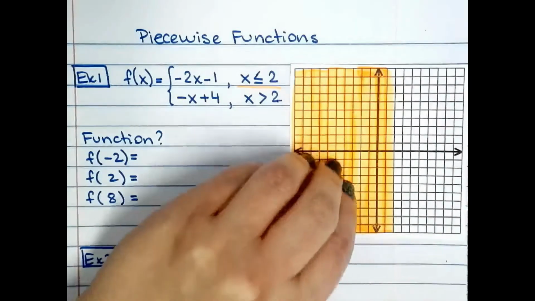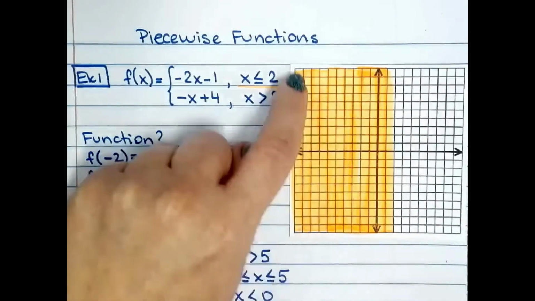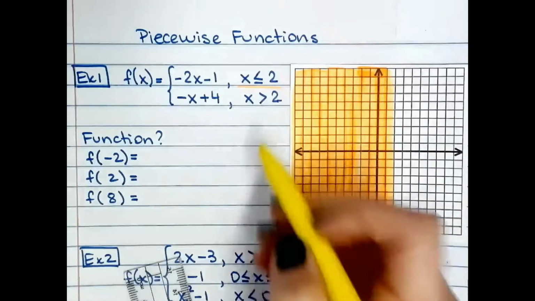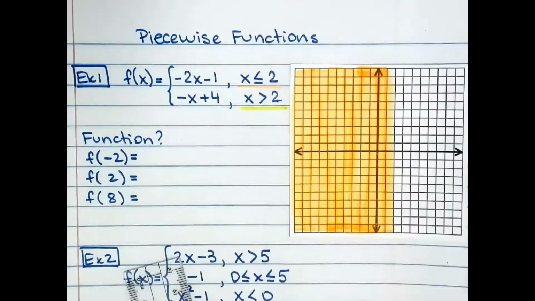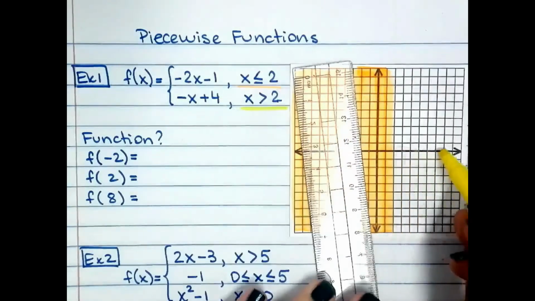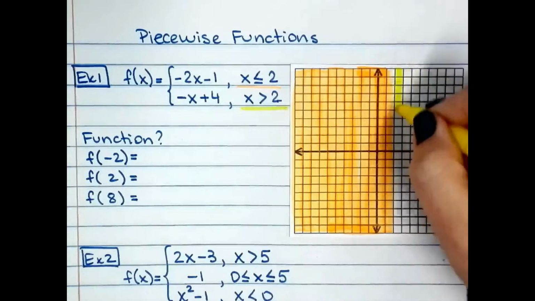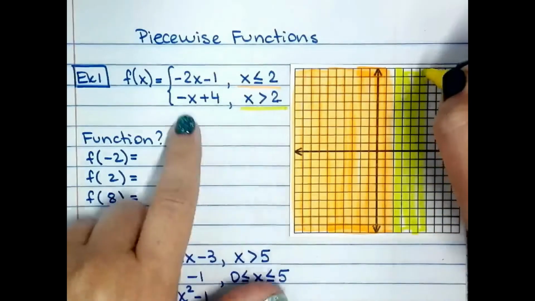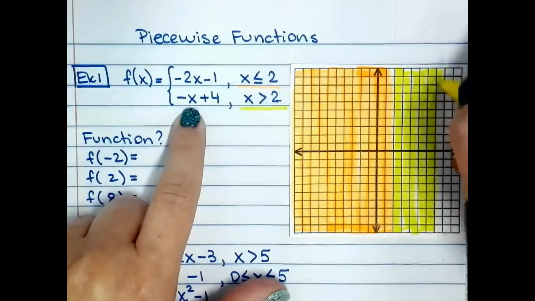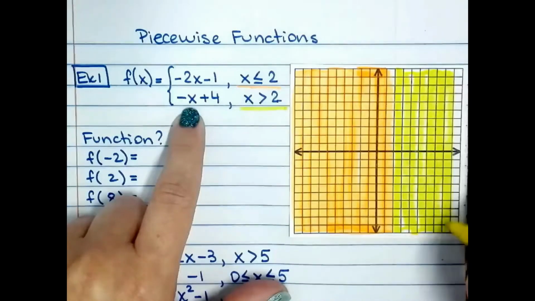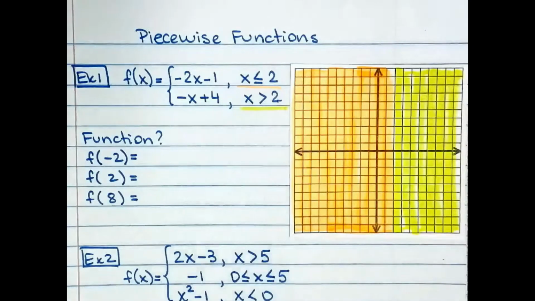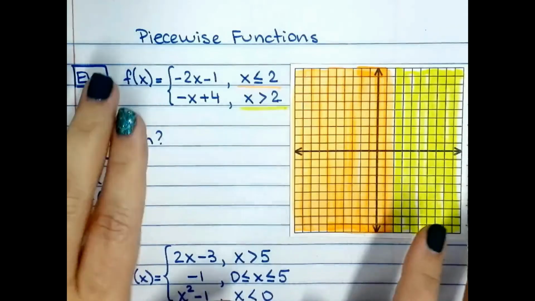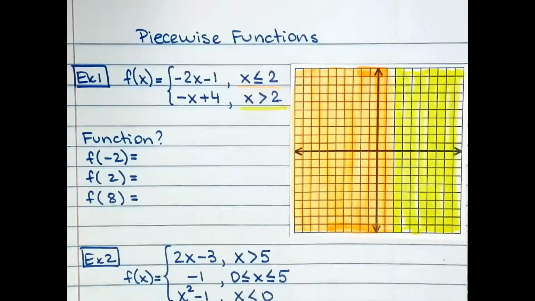So I know that on this part of the graph, I'm going to have a negative slope line going through negative 1. And then I also know that on this side of the graph, where x is greater than 2, I will use this function, negative x plus 4. That way I know if this line accidentally goes through the yellow part, I'm wrong. I need to stop and retrace my steps.